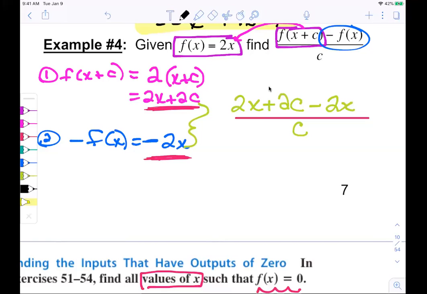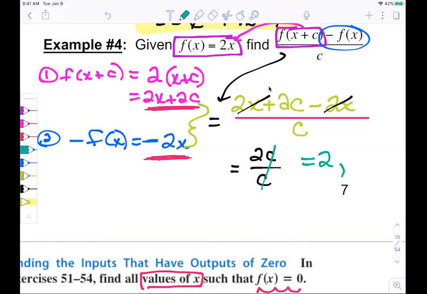So Darby, what do you notice about the top of this fraction? You can cancel stuff out because there's like terms, so 2x can cancel out and negative 2x can cancel out. And then if I have 2c divided by c remaining, you can cancel out the c's and the answer will be 2. So the answer is 2, very similar to the one that we just did in the book.